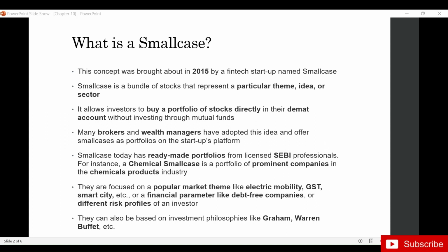So a smallcase can be focused on popular market themes like GST or electric mobility or smart city, etc. They can also be based on financial parameters like debt-free companies or different risk profiles of an investor. So there can be a smallcase for aggressive investors who want higher growth, and there can be another smallcase for conservative investors who want to preserve their capital. Similarly, smallcases can also be based on investment philosophies like those of Graham and Warren Buffett.